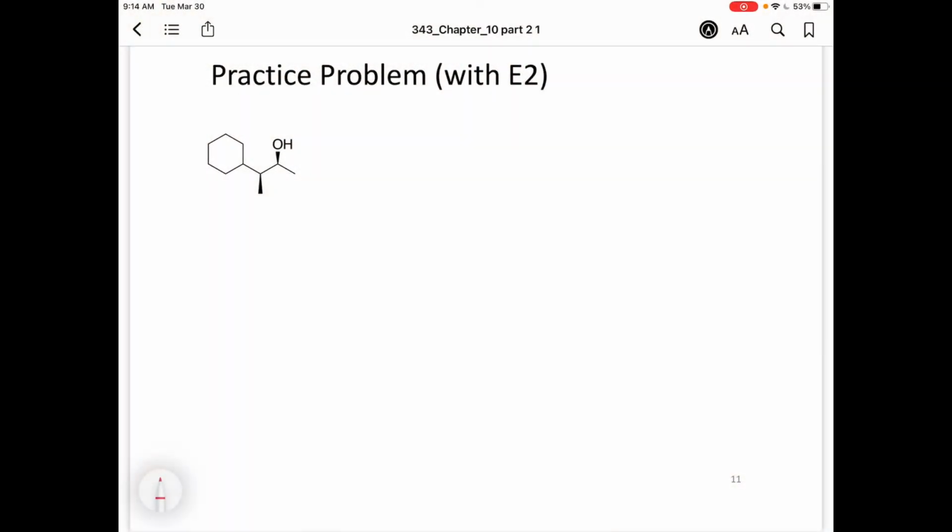So let's practice this with E2. When we think about this, we're trying to do an E2 reaction, and this is going to take more than one step to do. Because we know that one, we need to make this a good leaving group. Remember that OH minus is a bad leaving group, and this is why we're doing this, to turn it into a good leaving group. So this is a bad leaving group. So the first step, we're going to turn it into a good leaving group. And then in the second step, we're going to add a strong base to do the E2 reaction.